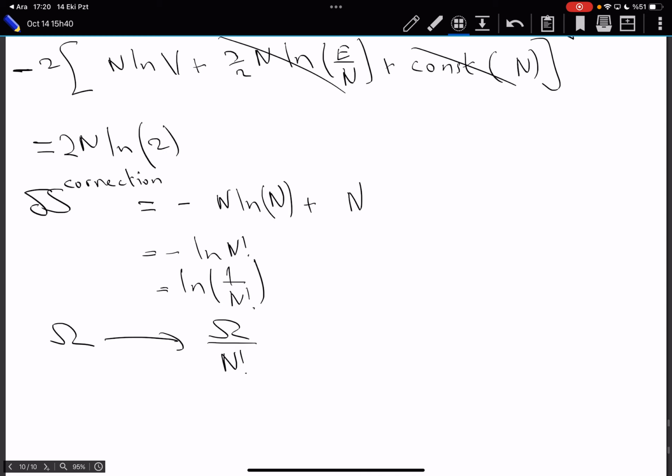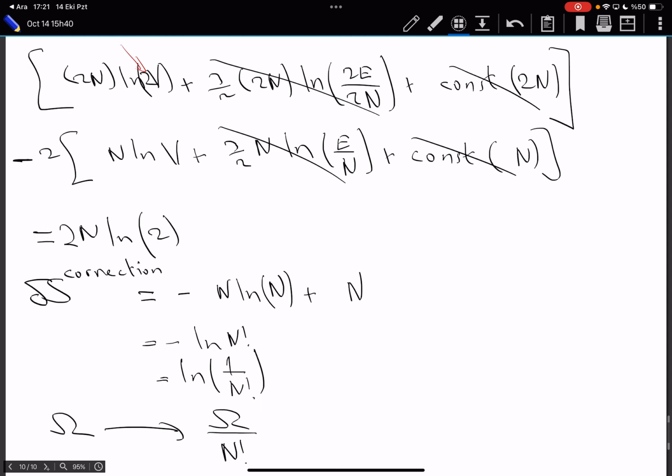Now the question is, how many ways can I shuffle these n particles? It's n factorial different ways. You have n particles, you can shuffle them around in n factorial ways only if no two particles are in the same microstate. If two particles can be in the same microstate, then shuffling them, well, we already counted it as one state. But classically, two particles cannot be in the same state anyway. So n factorial is the correction we have.